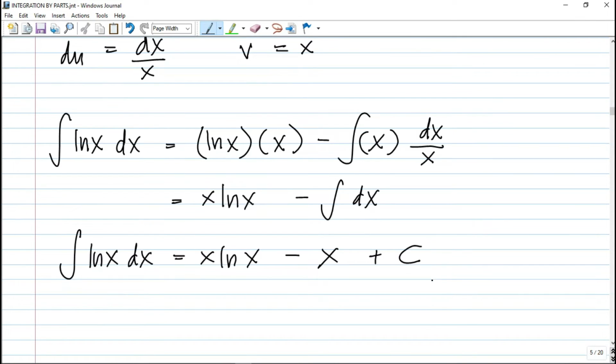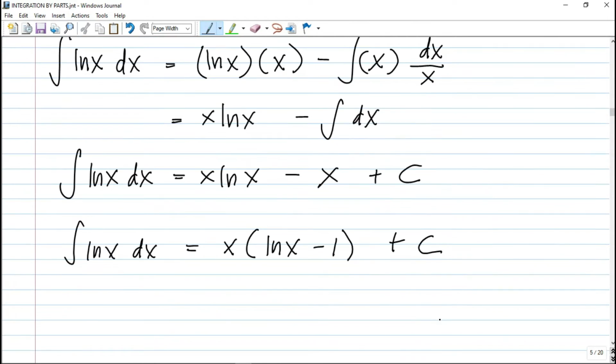Okay, we can simplify this out kasi yung x natin common. So integral of ln x dx equals, i-factor out natin yung x. So x times the quantity ln x minus 1, plus c. So this is the final answer for this problem number 3.